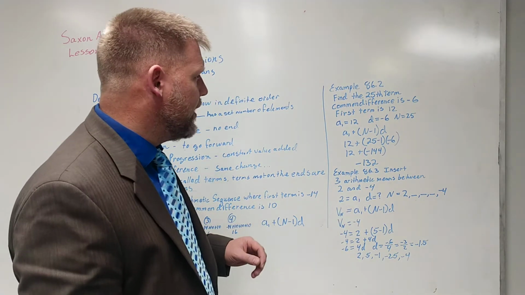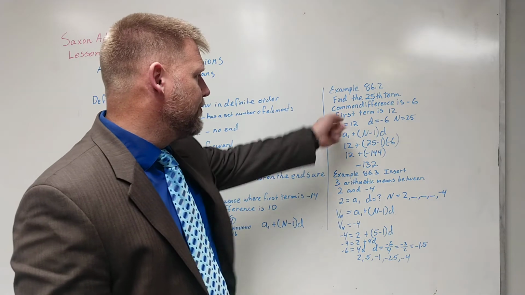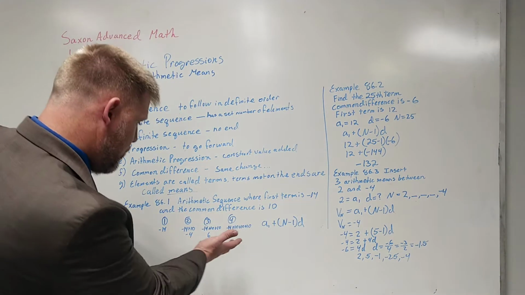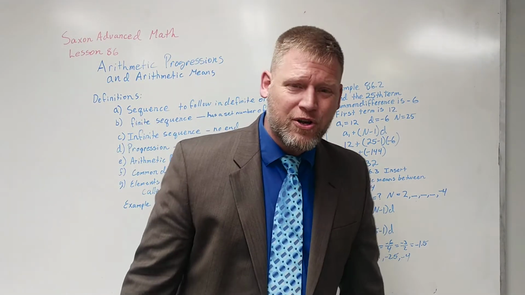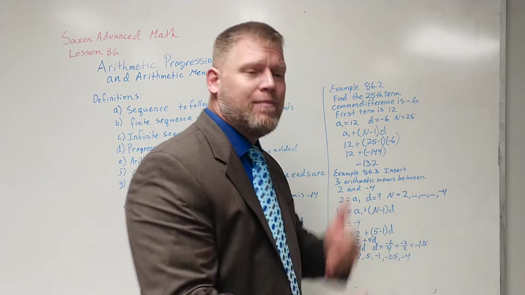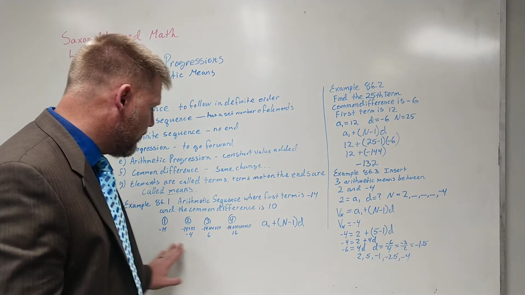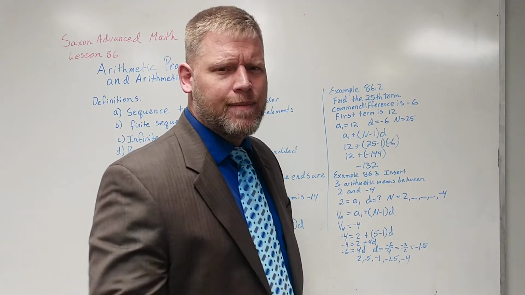This is example 86.2. Find the 25th term. The common difference is negative 6, and the first term is 12. Now, we just went away from the review on Algebra 1 over here to all of a sudden, whoa, 25th term, are you kidding me? Do you know how long it's going to take me to write this out? And if I did it like we did this one, I would have to write this 25 times? That's ridiculous. There's got to be a way to shorten that.